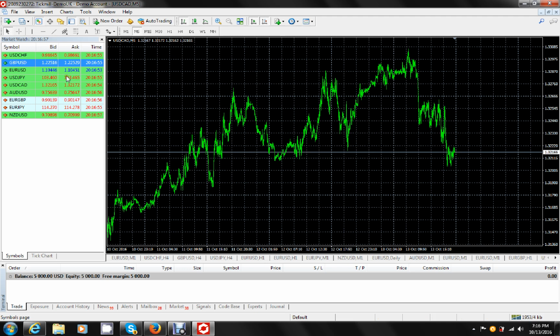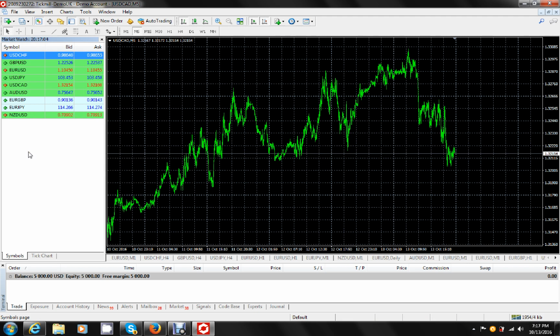First of all, you press here, you can see these are the currencies, right? So you don't know what exactly is happening here. So these are the currency pairs: the USD against the CHF, the GBP against the USD, that is the Great Britain pound against the US dollar, the euro against the US dollar, the USD against the Japanese yen, USD against the Canadian dollar, Australian dollar against the US dollar, euro against the GBP. These are currency pairs. I'm going to explain how they work.